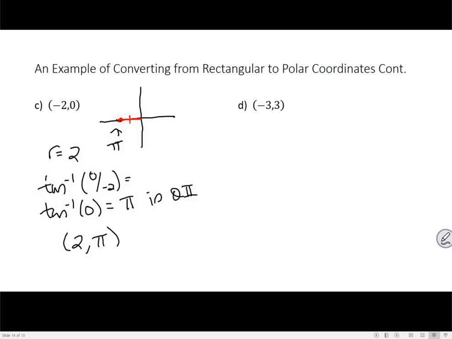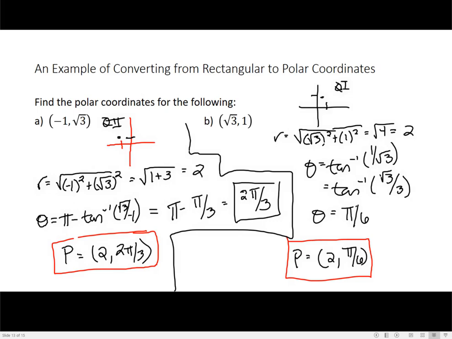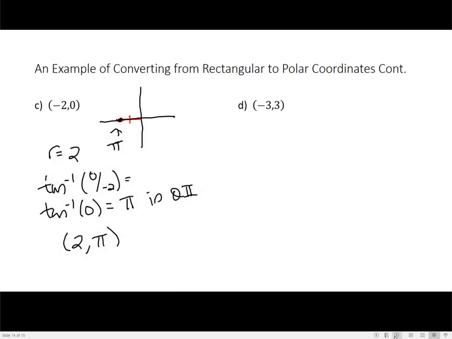So our point there for part C is going to be 2, pi. All right, so let's do one more example. Example D. So now for example D, we have x being negative and y being positive. So this means that we are still in quadrant 2. We happen to really like quadrant 2 in these examples. But let's see what happens with example D. So we have x is -3 and y is 3, which means I am in quadrant 2. So 1, 2, 3, 1, 2, 3.